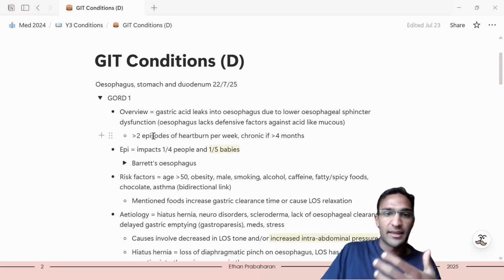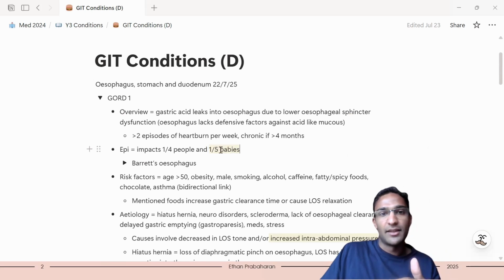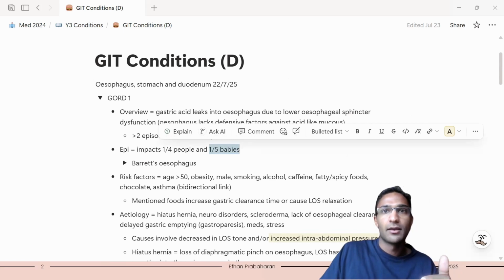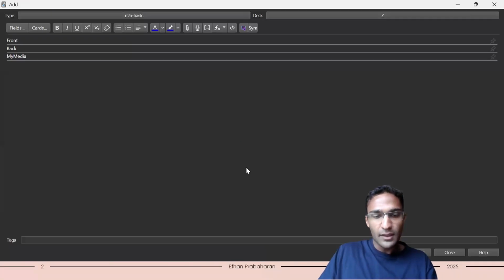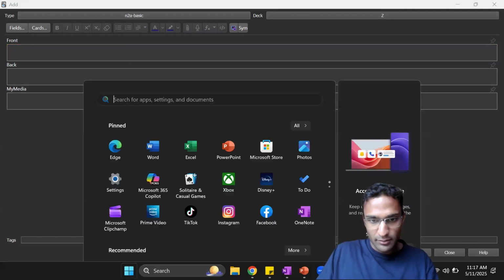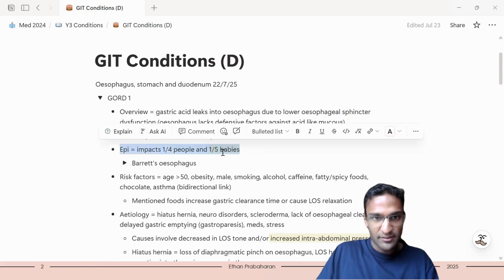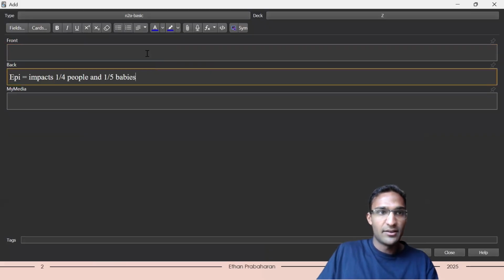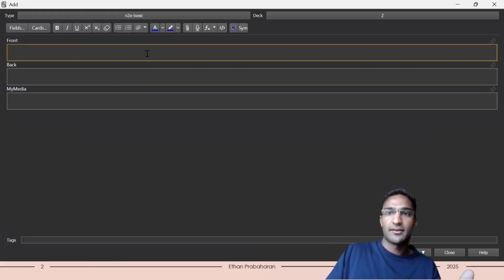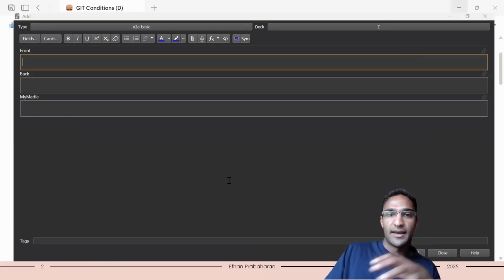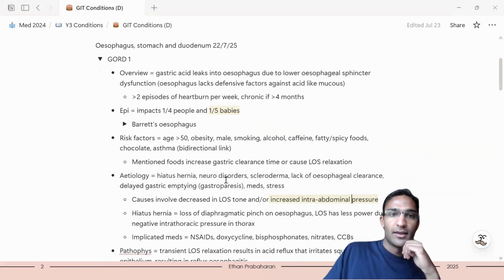But then anything I don't get, I will highlight. So let's say in this case I've missed the fact that GORD is quite prevalent in babies. What I'll do then is go on Anki and add a new card, and just take this and copy and paste it directly into the back of my card. And I'll say, GORD prevalence in babies. And then that's my card done. So all the highlights, if I deem them important, I will then put on Anki, and that's how I will make my cards.